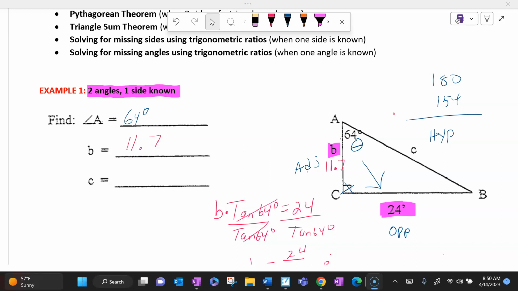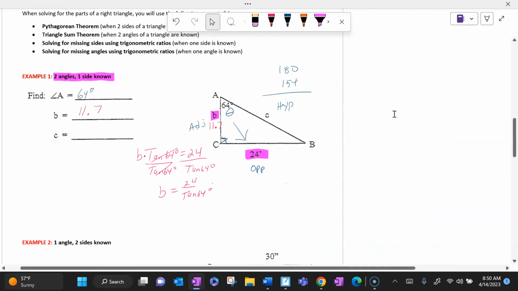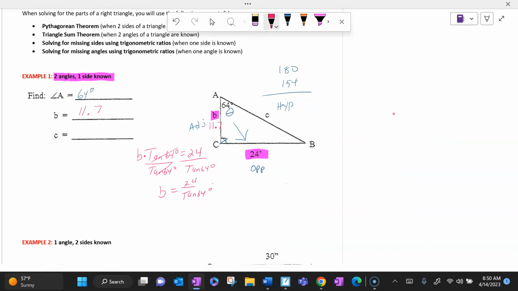We have options, right? We could use trig again. So let's say we wanted to use trig using theta as our 64-degree reference angle. If we wanted to solve for hypotenuse, we could say opposite over hypotenuse, which is sine. I could say the sine of 64 degrees is equal to the opposite side, which is 24 over the hypotenuse, which is c. Get c by itself, plug it in our calculator, etc.